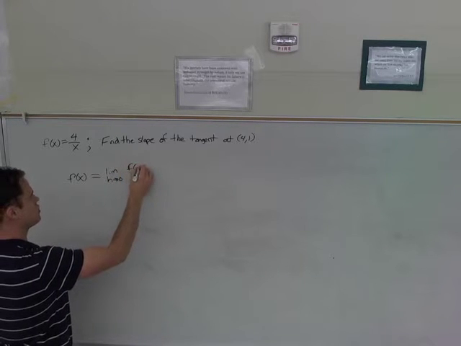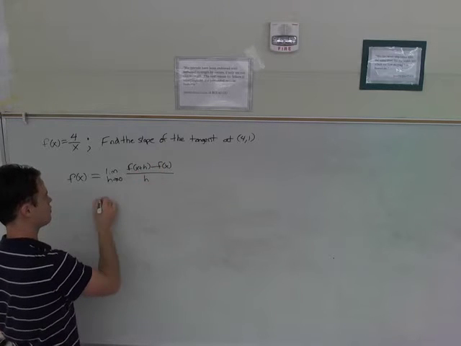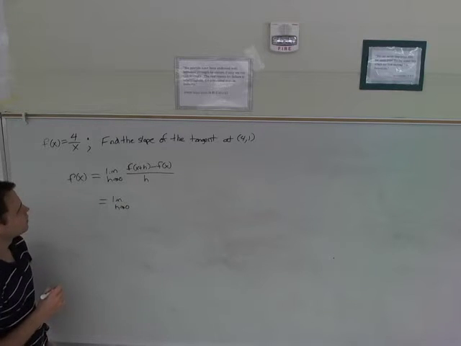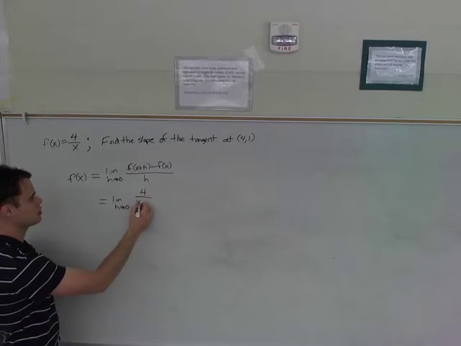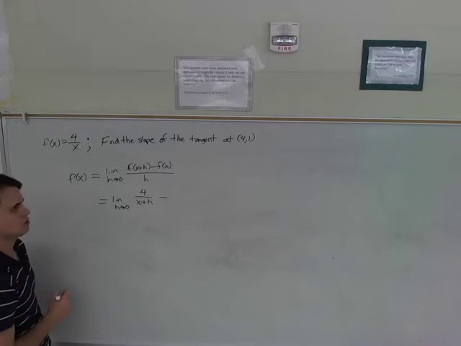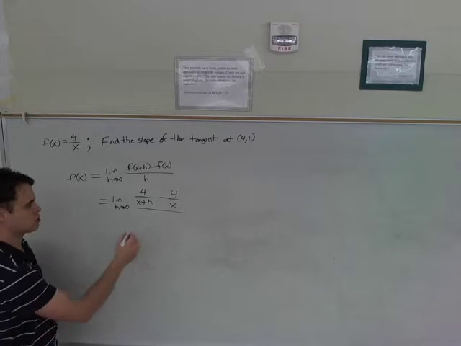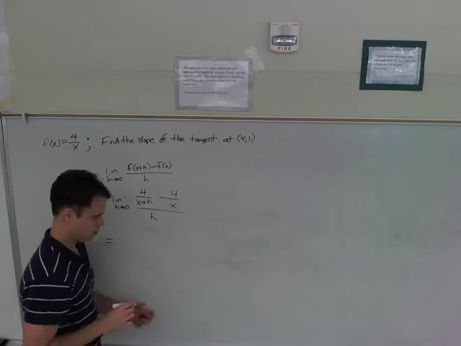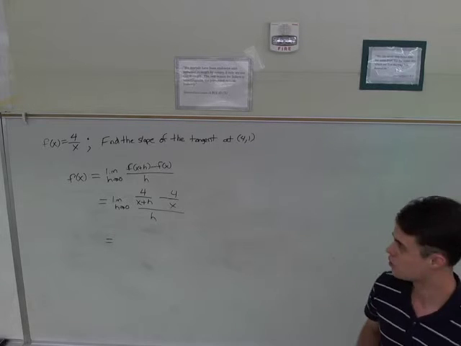So f of x plus h minus f of x, all over h. So I'm going to go 4 over x plus h minus 4 over x, all over h. I've done this tons and tons of times. So what do you guys think I should do? Flip the h and then find a common denominator.